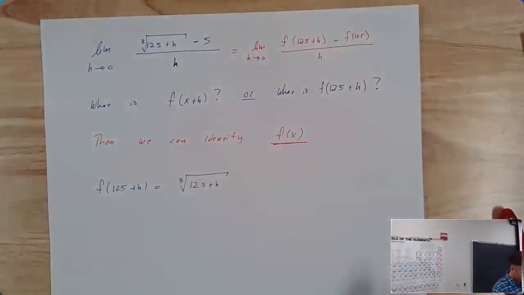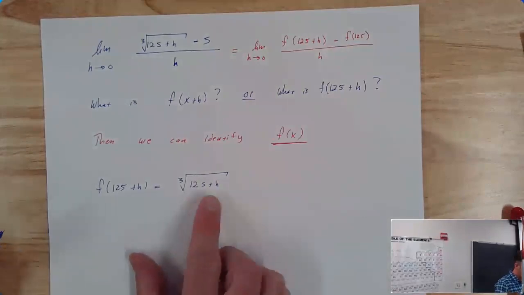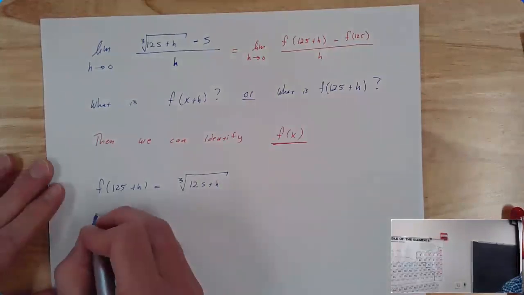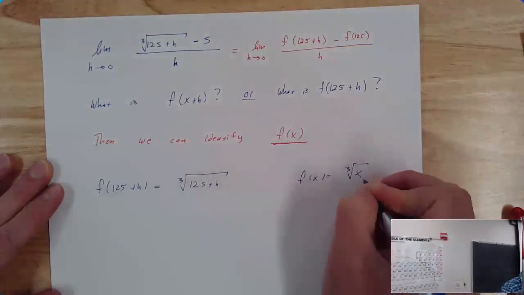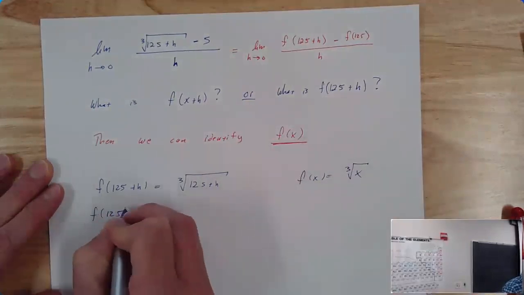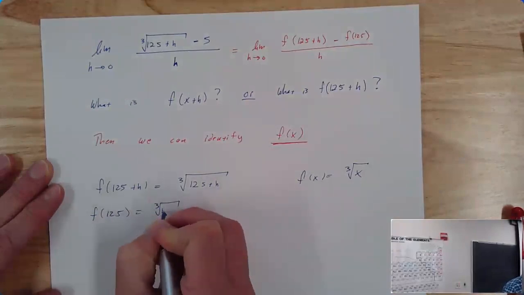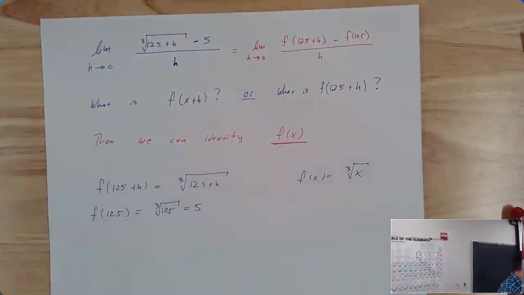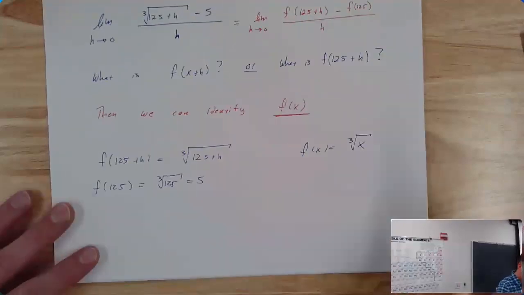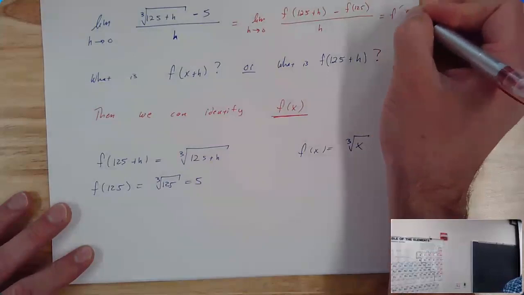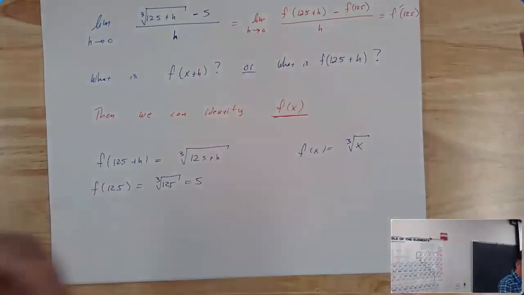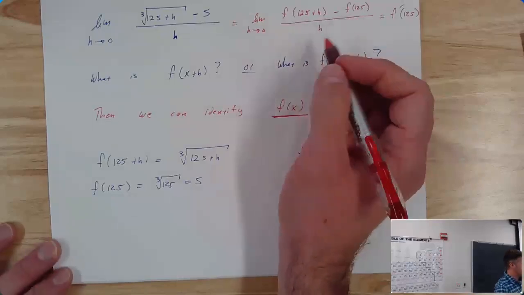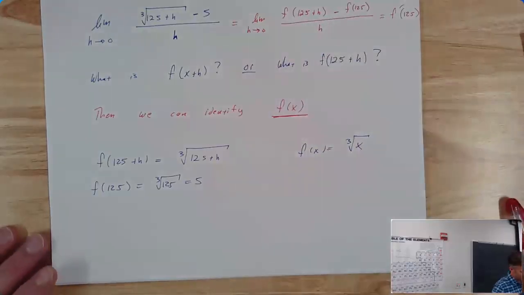So then if f of 125 plus h is the cube root of 125 plus h, then it does work out that f of x is just the cube root of x, and f of 125 is the cube root of 125, which is 5. So then things are looking good. This is looking like f prime of 125. It's the limit definition. It's f of the thing plus h minus f of the thing all over h, the limit of it. So then we just take the derivative.